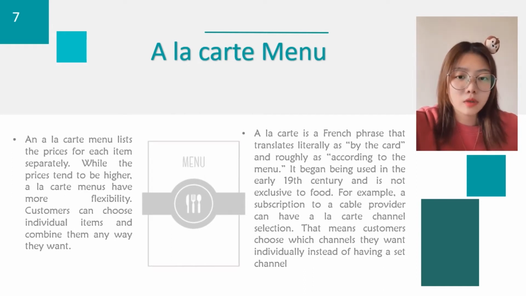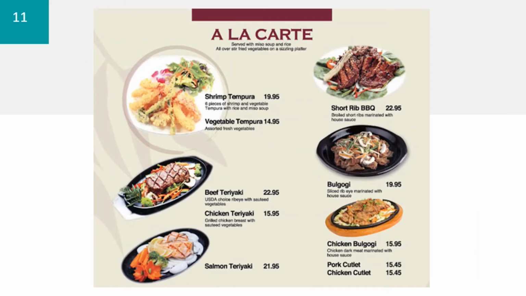It began being used in the early 19th century and is not exclusive to food. For example, a subscription to a cable provider can have a la carte channel selection. That means the customers choose which channels they want individually instead of having a set channel package.